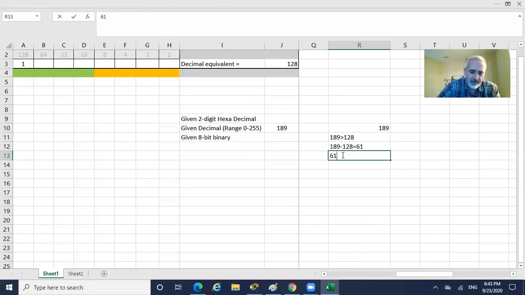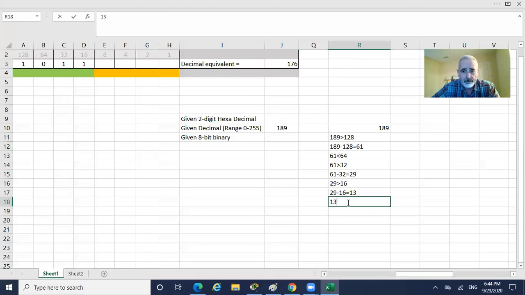61 is less than 64. I put a 0 under 64. 61 is greater than 32. I place a 1 under 32. Then I have to deduct 32 from 61. 61 minus 32 equals 29. Now I have to work with 29 from now on. 29 is greater than 16. I put a 1 under 16. As soon as I put a 1 under 16, I have to deduct 16 from 29. 29 minus 16 equals 13.